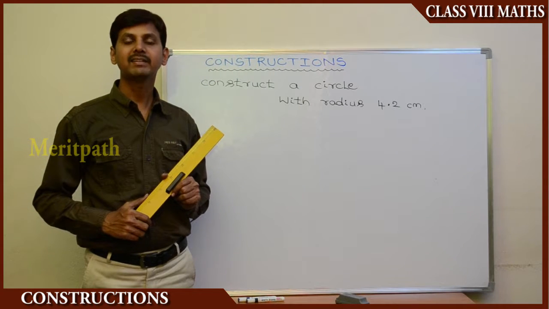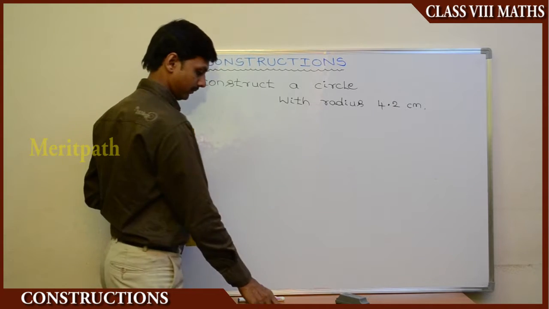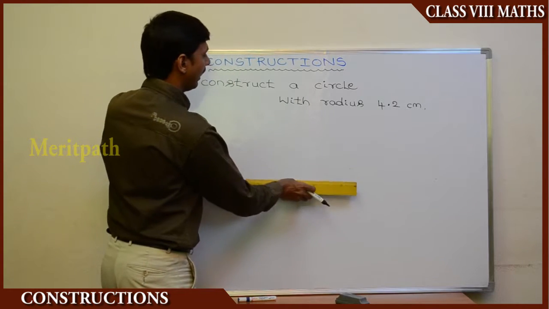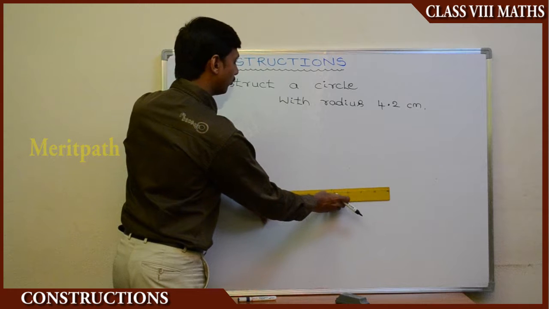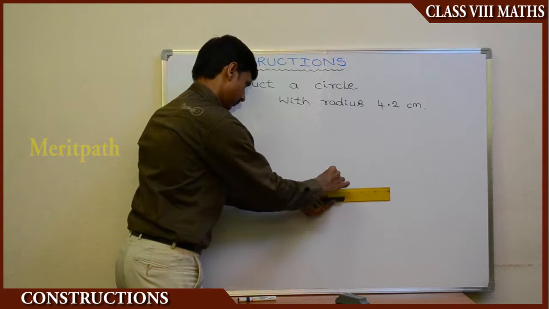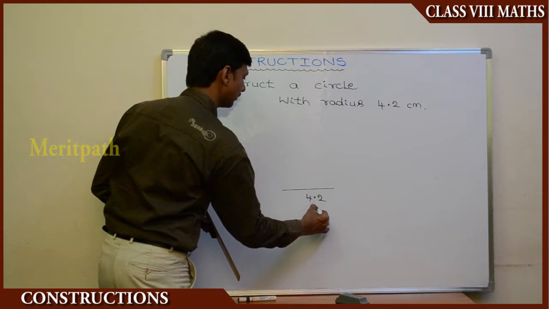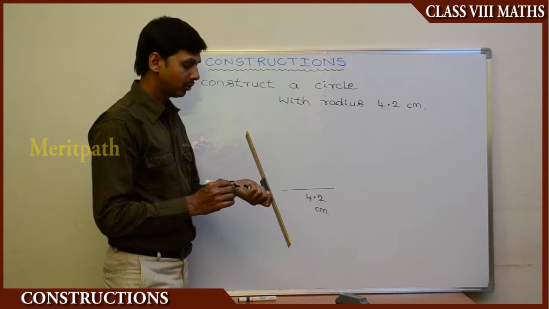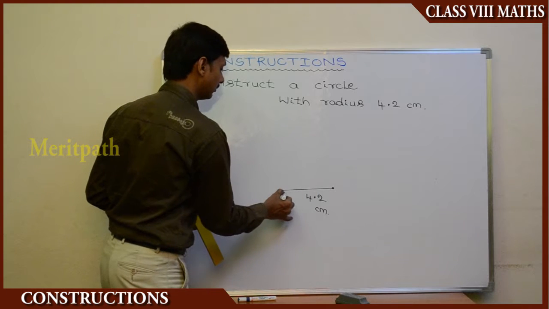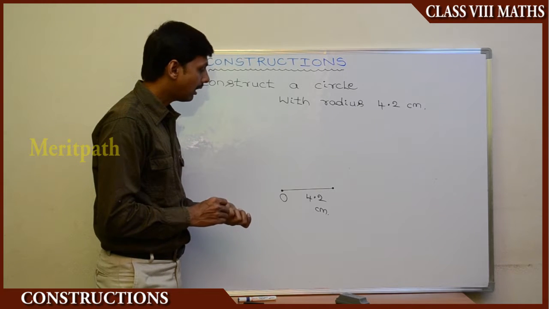Construct a circle with radius 4.2 centimeters. Let's take a ruler and draw the radius of 4.2 centimeters. This is 4.2 centimeters. So let's take one of the points as the endpoint O, the center.